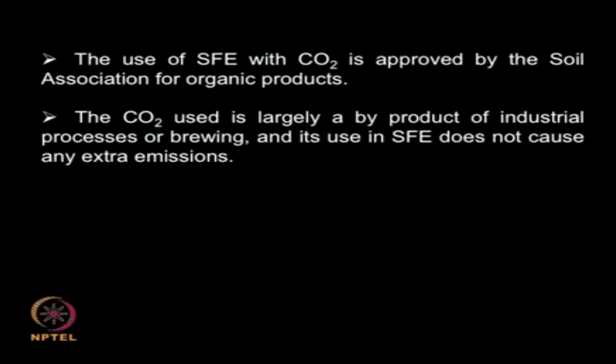It is also approved by the Soil Association if you want to remove organic contaminants present in soil. Also CO2 is found in plenty when you go to a brewing industry, fermentation industry, because when you are fermenting sugars, CO2 is one of the byproducts. So it is not creating any extra emission. Industries where CO2 is one of the products can be located next to your industry which makes use of this CO2 for producing the supercritical fluid, which can then be used in the food and flavoring industry.